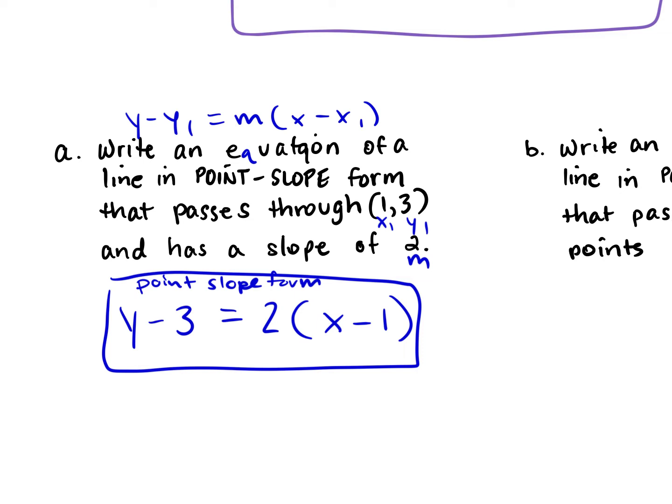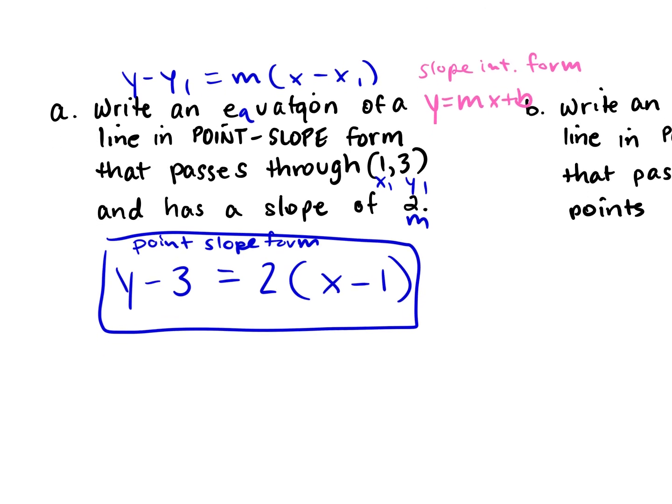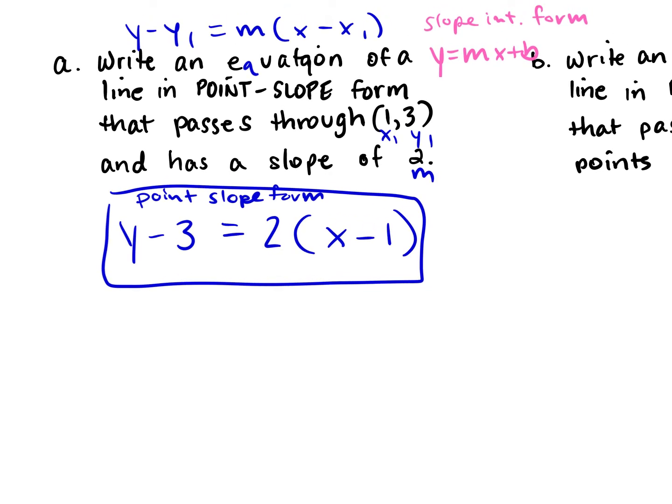Now, what if this question asked for slope-intercept form? My slope-intercept form is y equals mx plus b. But I don't know what my b is. I don't know what the y-intercept is. How do you think I could make this equation look like y equals mx plus b? By distributing the 2 and then adding the 3. Awesome. So I want to solve for y. So I'm going to get it to be y equals and just have everything else on the other side.